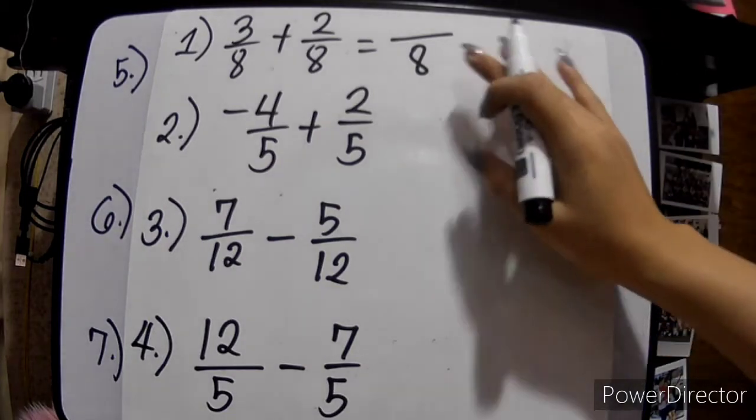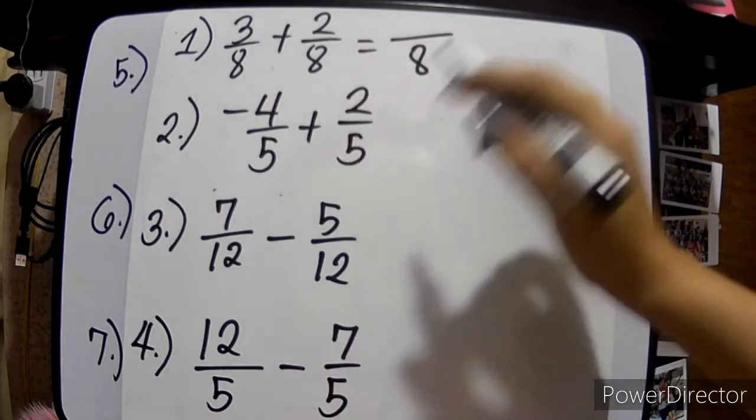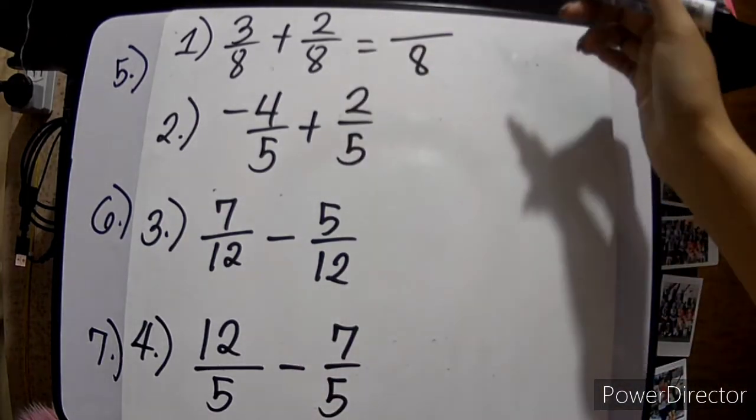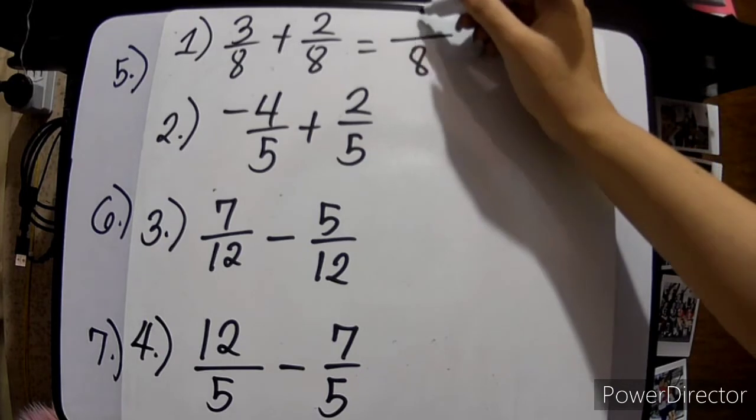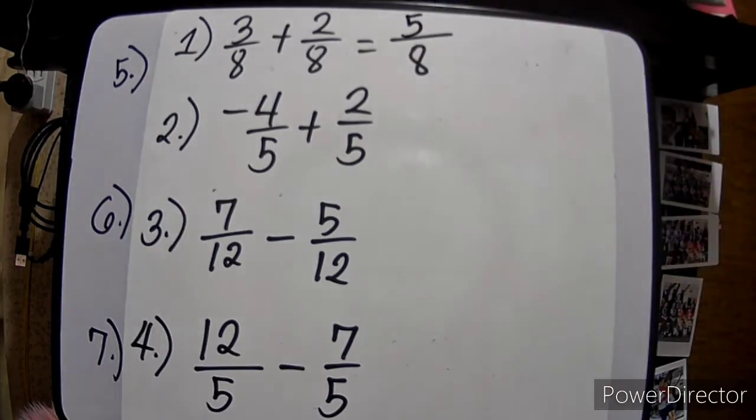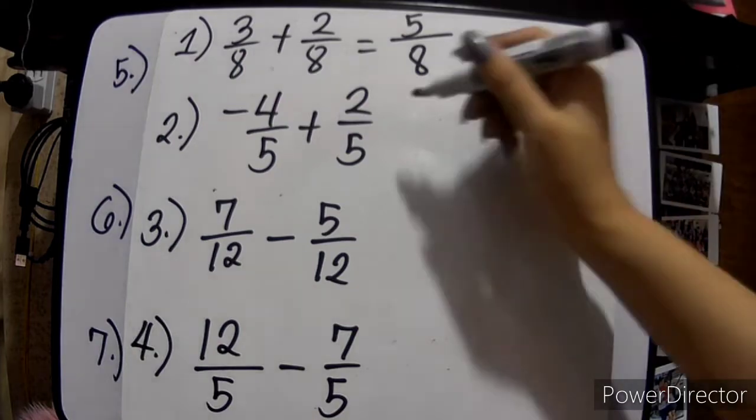Okay, so dahil 3 over 8 plus 2 over 8, ang i-add lang natin is numerator, so 3 plus 2 is 5. And then, lowest term if needed, titingnan natin kung may common factor or GCF. Ano ang GCF ng 5 and 8? And they are relatively prime. Ibig sabihin nun wala silang common factor other than 1. So, that's already the answer.